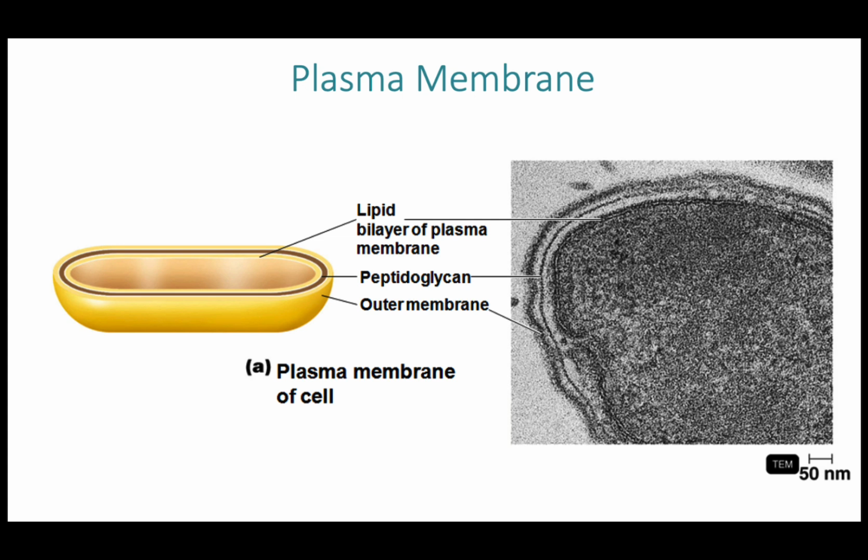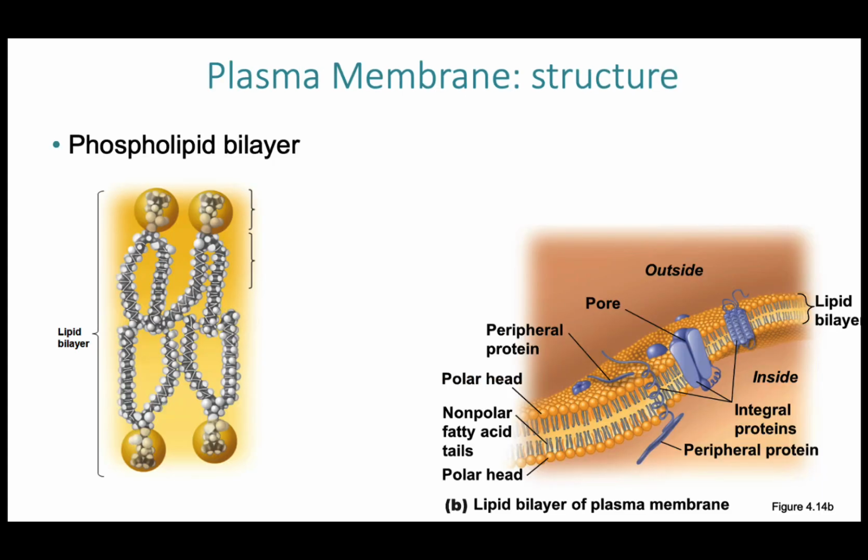So the plasma membrane is a phospholipid bilayer. It has, like we saw in the pictures before, 2 layers of phospholipids. They have that hydrophilic head and those hydrophobic tails that go on the inside. And the plasma membrane is what's responsible for keeping all of the internal contents inside the cell. So again, this is what that phospholipid bilayer looks like.